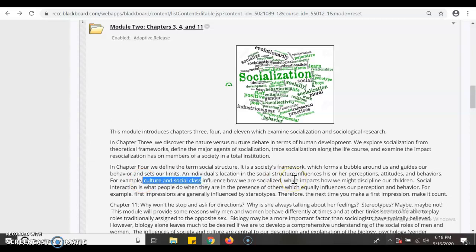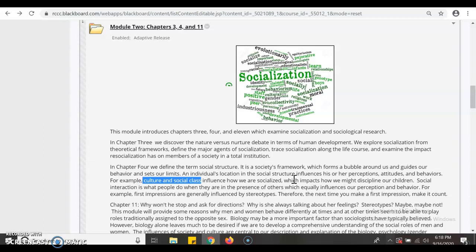You learned about culture last week. And then social class is probably the way that you've thought about it your whole life. It's a measure of how much wealth and power and occupational prestige that you have. So if you can imagine, social class is highly influential in the way that we are socialized.